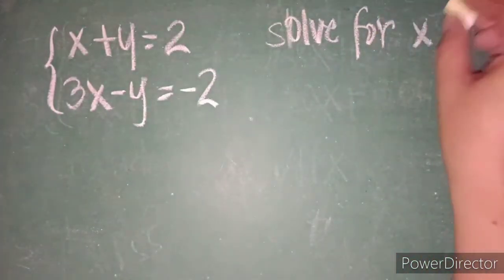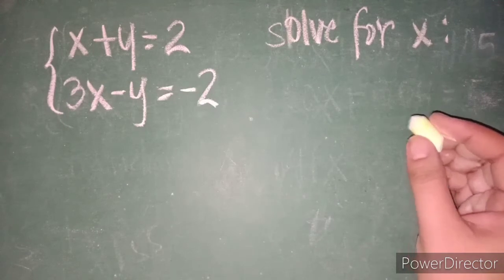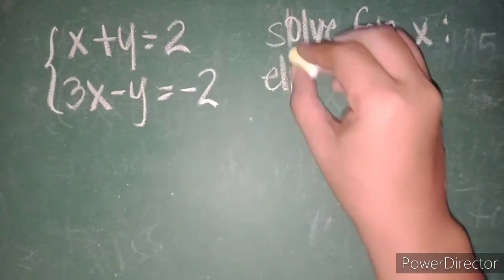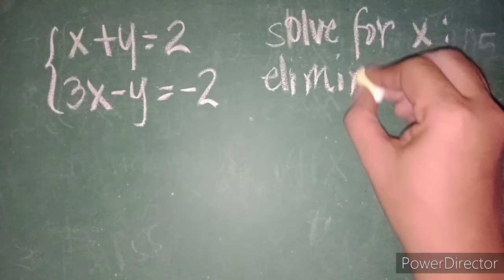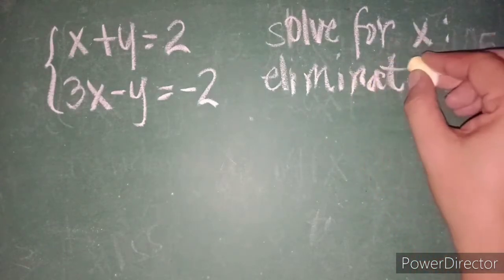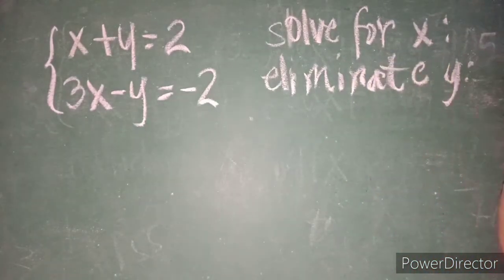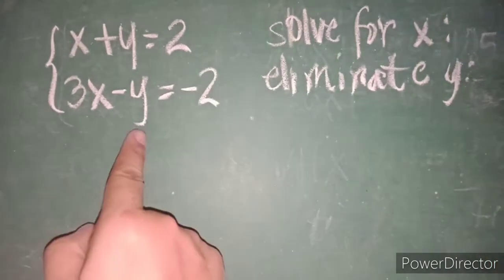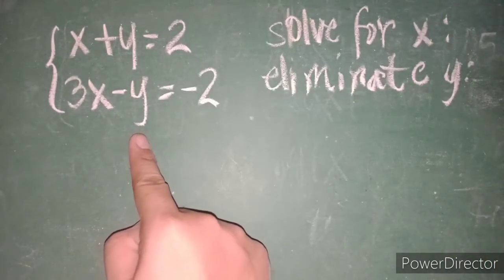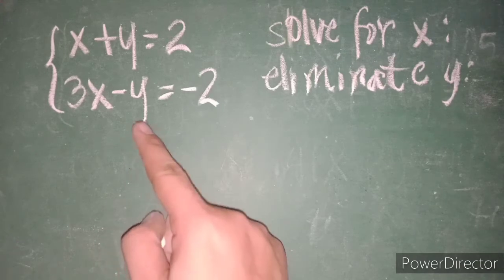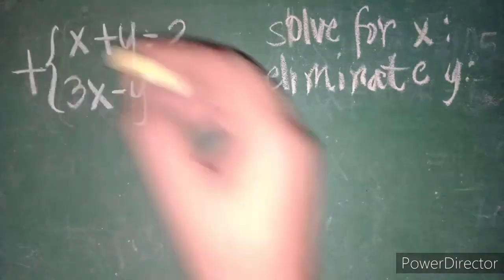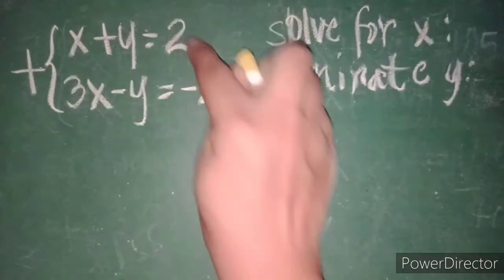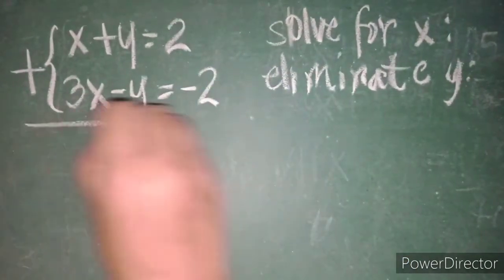Okay, now let's have an example number 3 on how to find the solution of the system of linear equations, which is x plus y equals 2 and 3x minus y equals negative 2. So, ang method na gagamitin ko is elimination method. Okay? So, first step is to solve for x and eliminate y. Sa system of equations natin, mag-iisip tayo ng paraan kung paano ma-eliminate ang may variable na y.